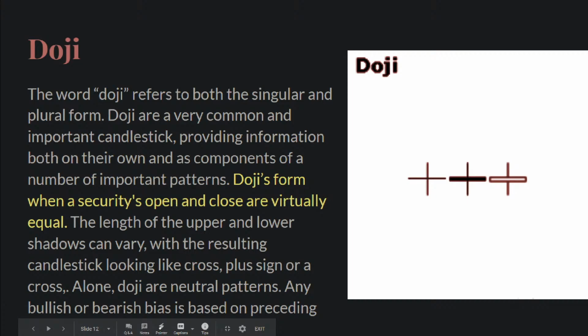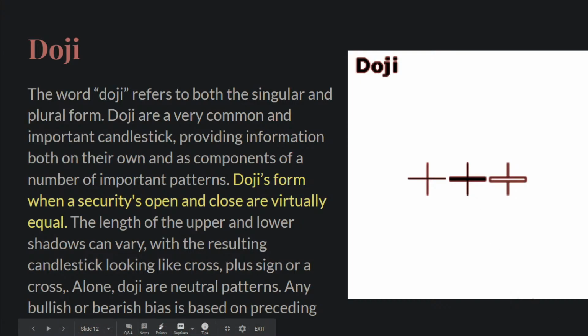And then this is one of the first candlestick patterns I actually wanted to go over with you guys today, and it's called a doji. And doji refers to both singular and plural form. Doji are very common and important candlesticks, providing information on their own and as components of a number of important patterns. So they can form on their own, and they can also be part of other patterns. As we're going to see today, they're actually part of many.